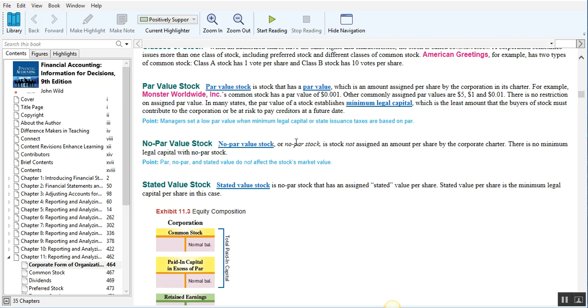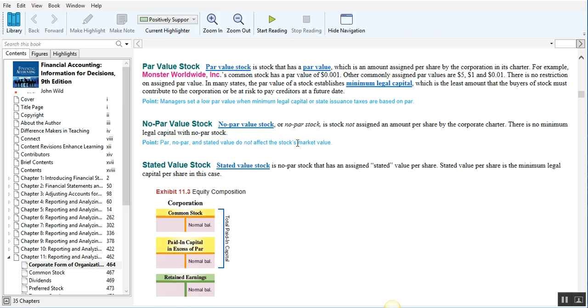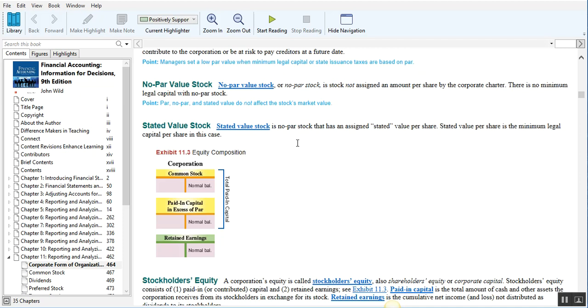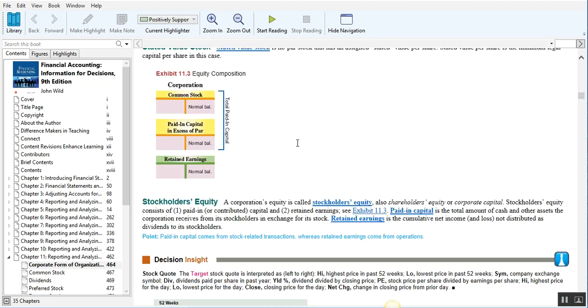Now, you can issue no par value stock, and what that means is the stock you're issuing, you're not going to declare par value, and this would work if the state where you're incorporating does not require a minimum legal capital. Stated value stock works a lot like par value. The difference is the stated value per share is going to be whatever the minimum legal capital amount is. So that's how those would work.